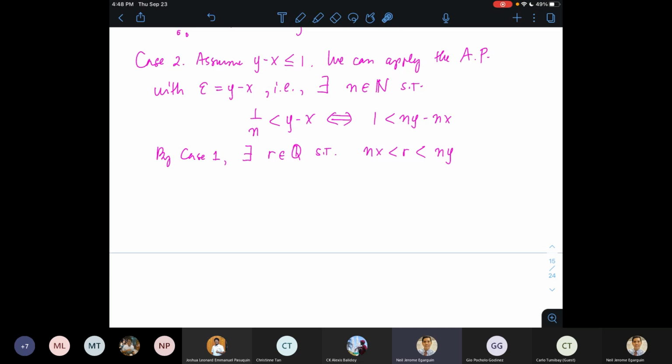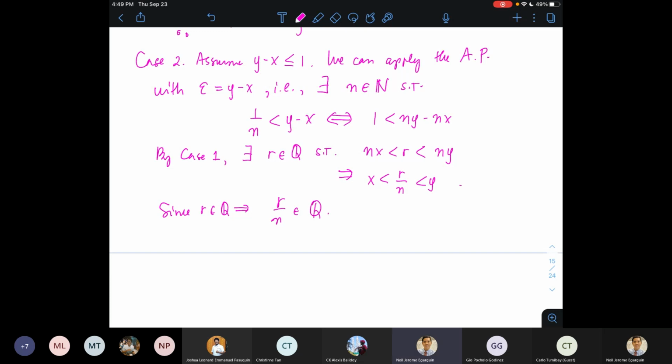But that's not hard to get because I just need to simply divide all sides of this inequality by n. And that's fine because n is a natural number. Hindi nababago yung inequality pag nag-divide ng positive number, right? So that means this implies x is less than r over n less than y. And since r is in Q, then r over n is also a rational number.